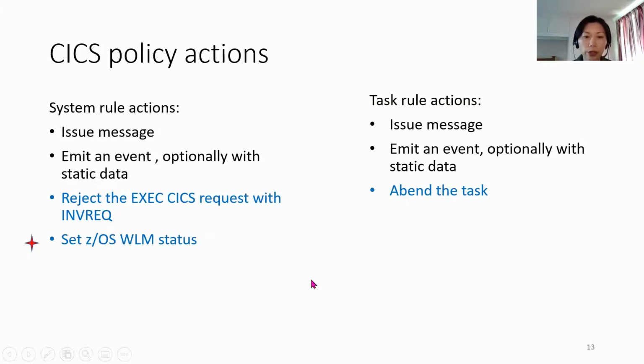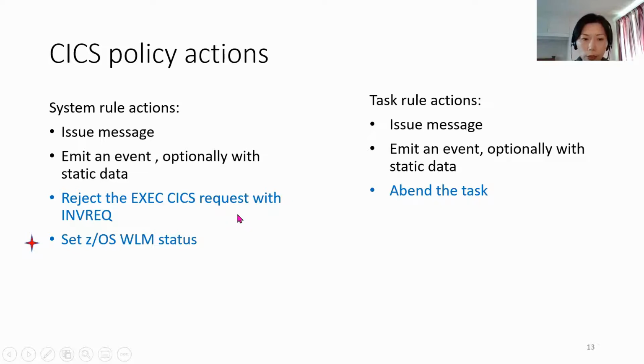For the actions you can take when the rule is triggered, for system rules and task rules we have slightly different action sets. For the system rule, it can emit a message, which is the same as a task rule, or emit an event, which is the same as a task rule. And you can put in some static data with that event.